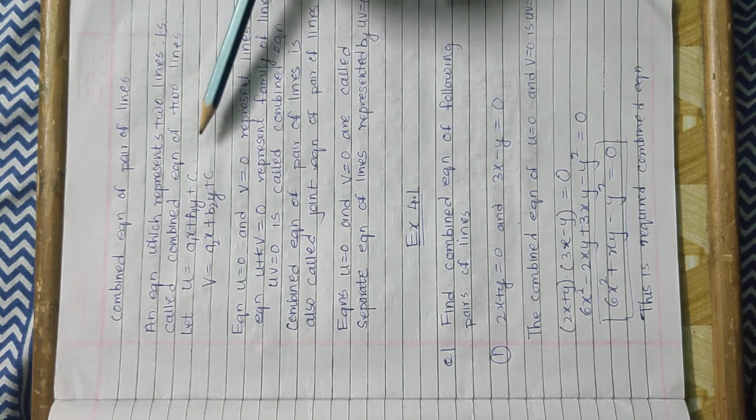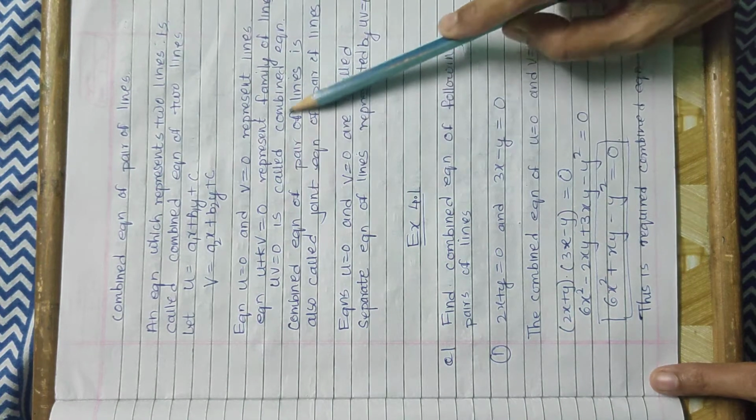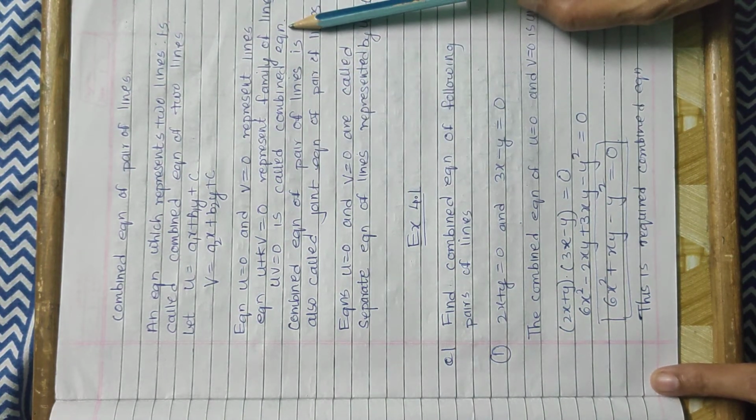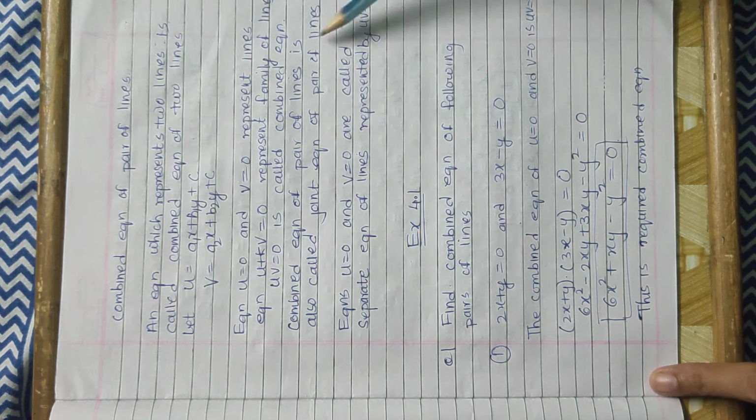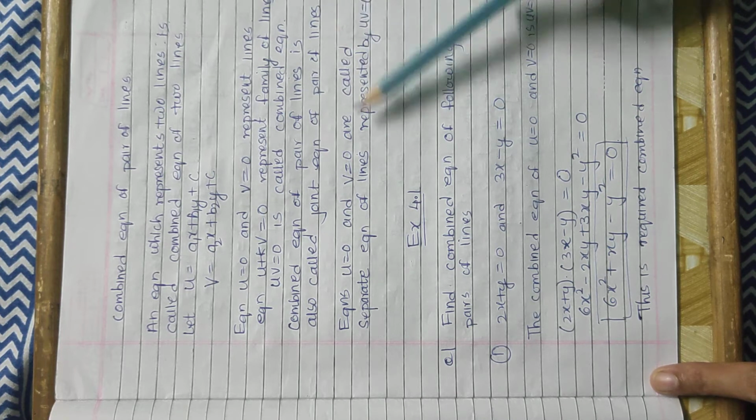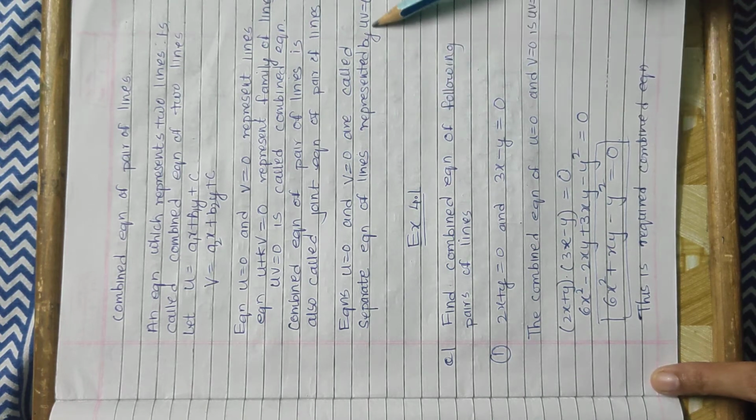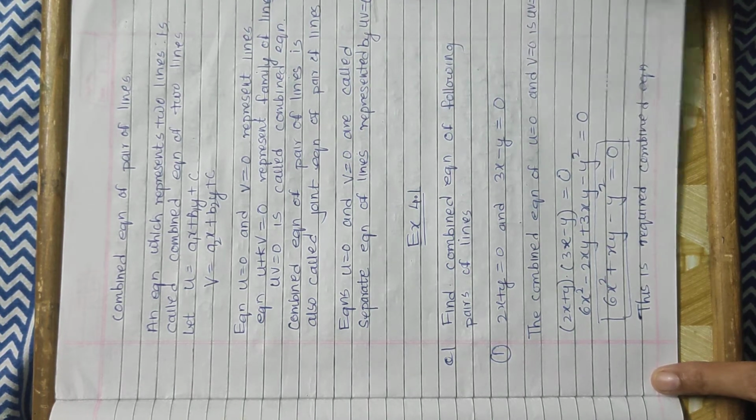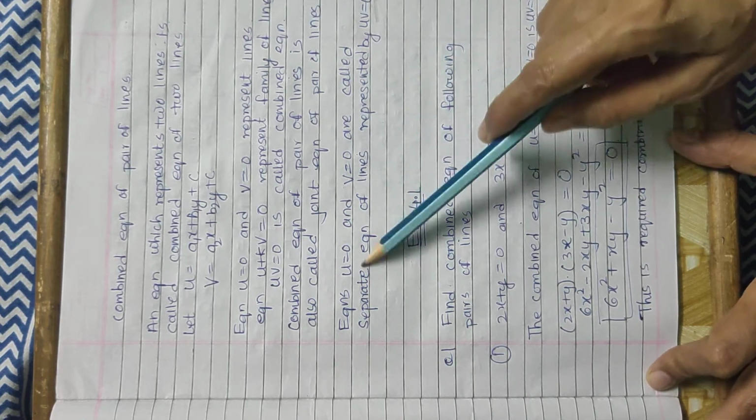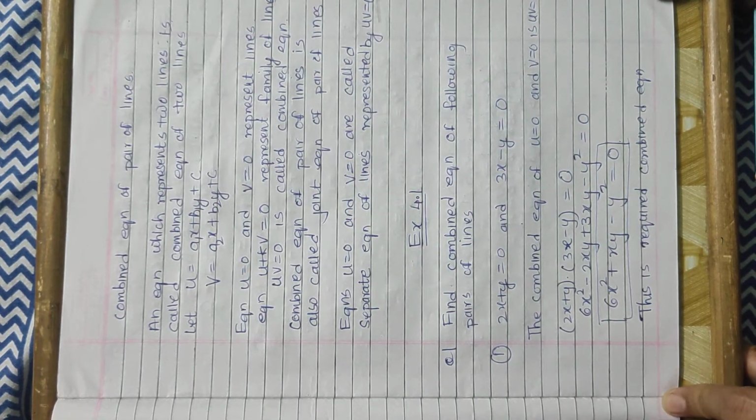Then see, these are the separate equations of the lines, and how to write the combined equation? uv is equal to 0 is called the combined equation of the lines. The combined equation of a pair of straight lines is also called the joint equation of a pair of straight lines. The equations u is equal to 0 and v is equal to 0 are the separate equations of the lines represented by uv is equal to 0. So uv is equal to 0 is the combined equation, and u is equal to 0 and v is equal to 0 are called the separate equations. So in the first exercise, suppose the combined equation is given, you have to find the separate ones, and if the separate ones are given, you have to find the combined equation.